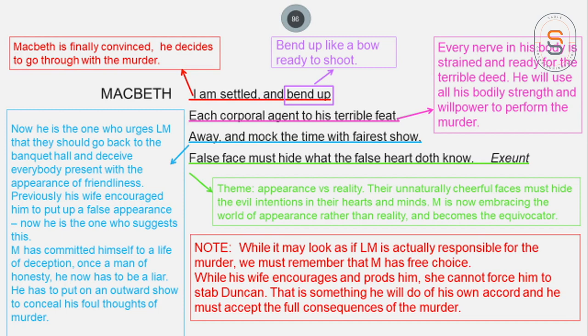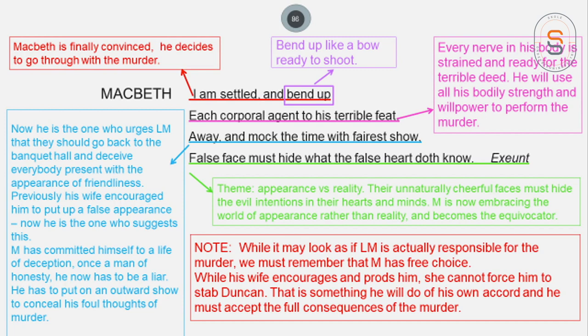They should use the guards' daggers instead of his own, and then they should smear the guards with Duncan's blood to seal their guilt. So this is where Macbeth says, "I'm settled and bent up." He is finally convinced. He goes through with the murder and he says, "Away and mock the time with fairest show. False face must hide what the false heart doth know."